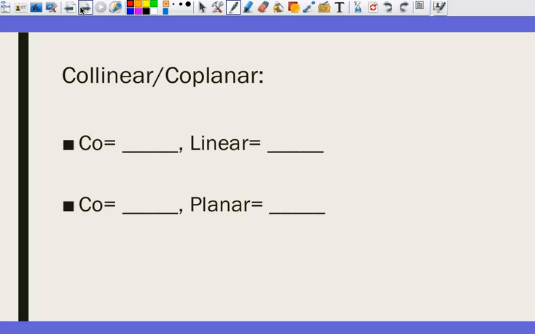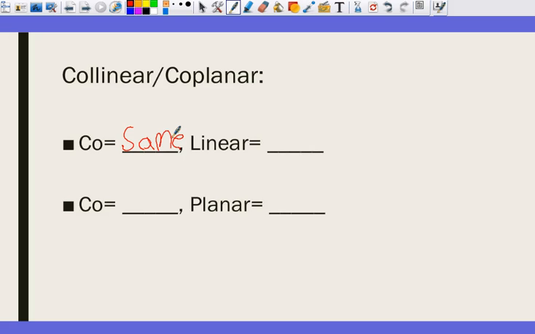All right, you want to come up? He's going to fill in a blank. What does the word co mean? It means the same. Linear. What does linear mean?